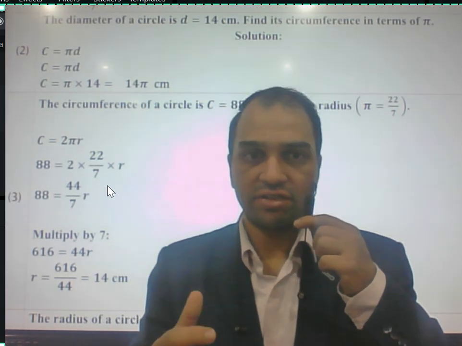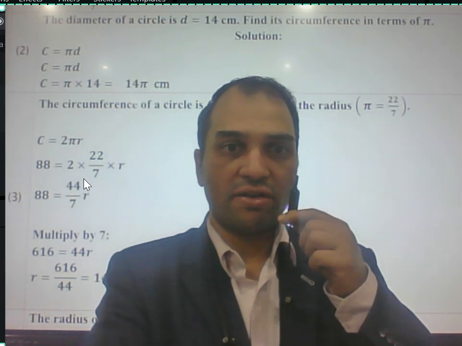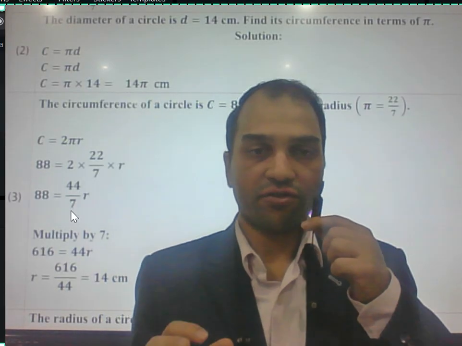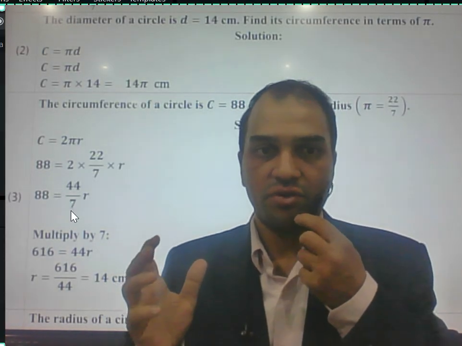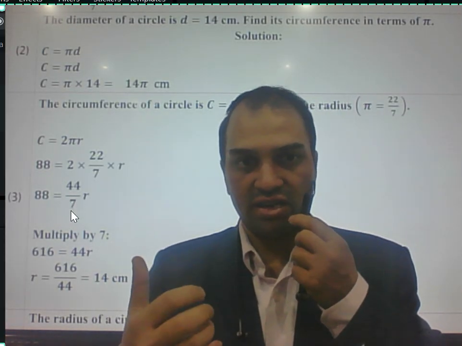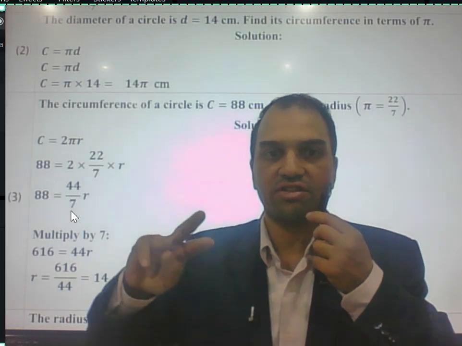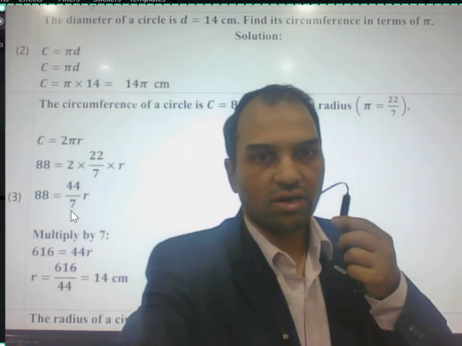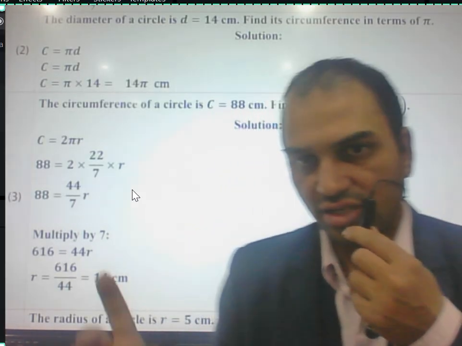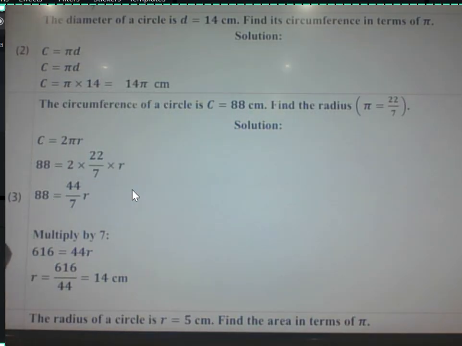Next step, you can find the radius by dividing 88 by 44/7. 44/7 is the coefficient of the radius. We want to find the radius by dividing 88 by 44 over 7. And then convert from division to multiplication and write the reciprocal of the second fraction. Okay, like this. I will explain the steps here, okay?